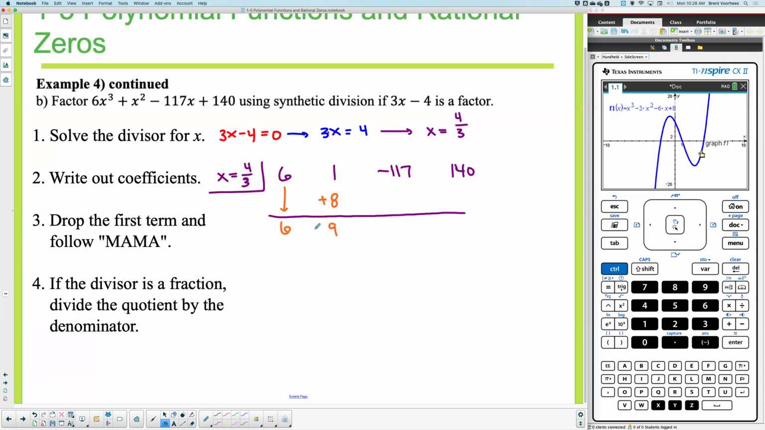Okay, so we take 9. And now we're back to multiplying. 4 times 9. 36. Divide that by 3. 12. Good. We are adding, so I'll put a plus. Negative 117 plus 12. 105. Now this one's going to be a real big number. Anybody know what 4 times 105? What is 4 times 100? What's 4 times 5? So what's 400 plus 20?